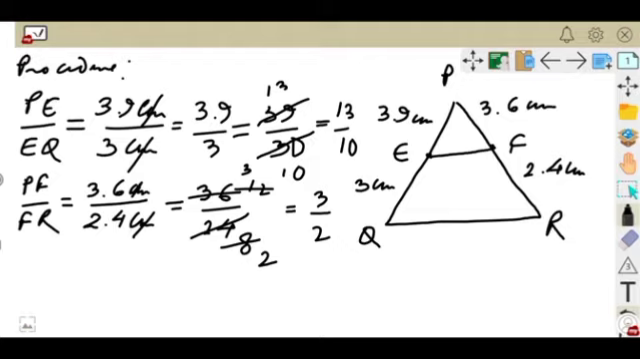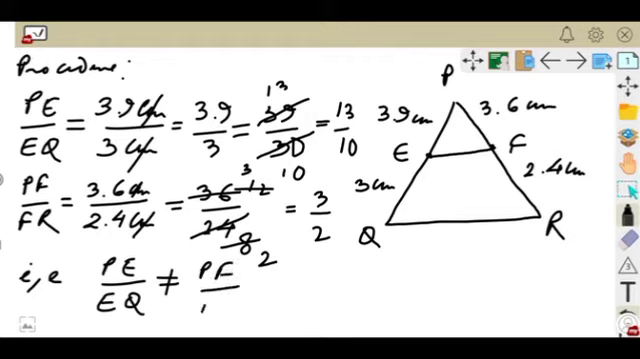Now 3 by 2 we cannot cancel anymore, and even 13 by 10 we cannot cancel anymore. So PE by EQ is 13 by 10 and PF by FR is 3 by 2. The ratios are not equal. So I will write here that PE by EQ is not equal to PF by FR. So what is the conclusion here? The ratios are not equal. That means EF is not parallel to QR.